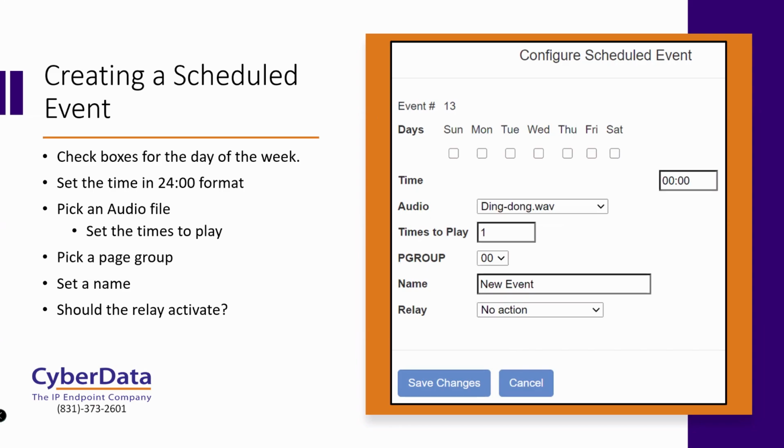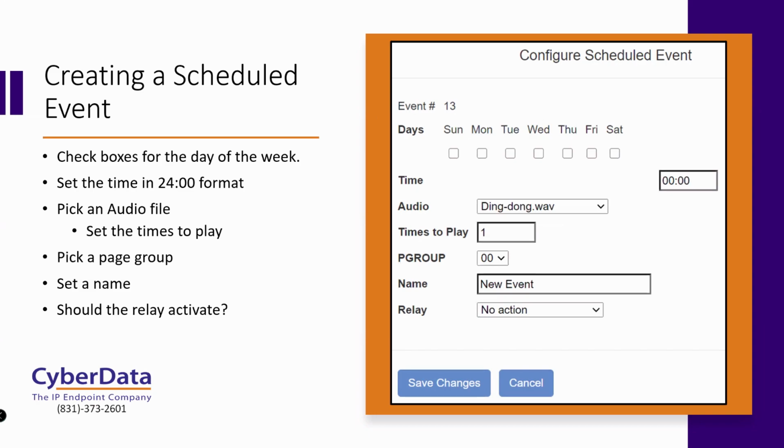After picking your audio file and how many times it should play, then you need to set the particular page group that the scheduled event will play to. And that'll correspond to what IP zone that you want it to go to. For it, corresponding with the example that we have before, using group 00, that'll play to the entire factory.